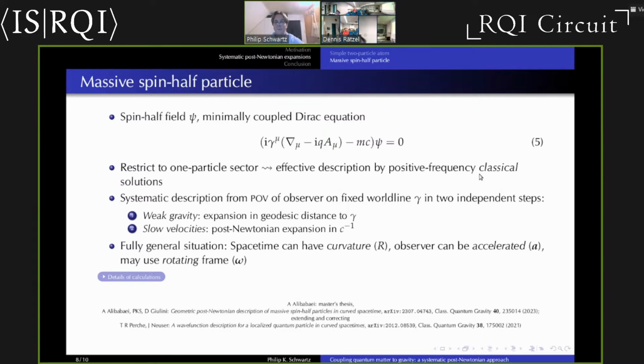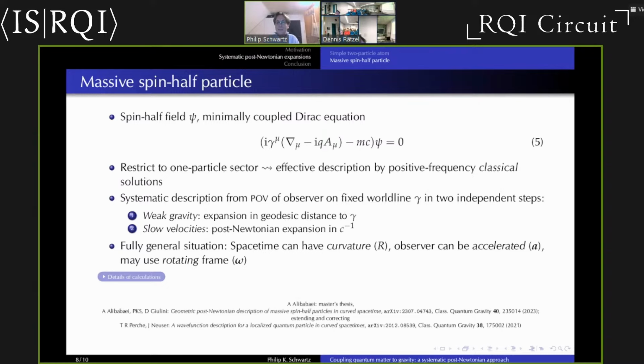And for this one particle theory, we can then systematically derive a description from the point of view of an observer moving on some fixed world line in our spacetime. So we have this fixed world line gamma. The observer is moving on there with some spatial reference axes. And then the question is, what is the equation that this observer would write down to describe this Dirac particle?